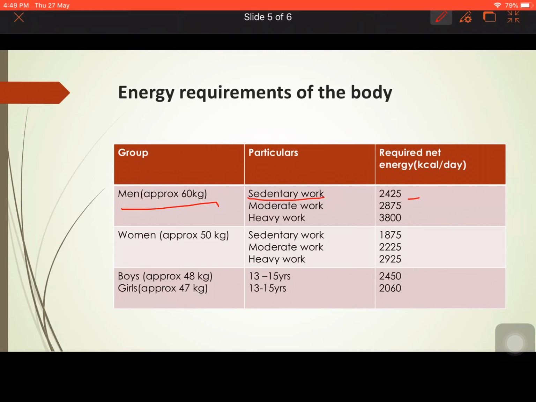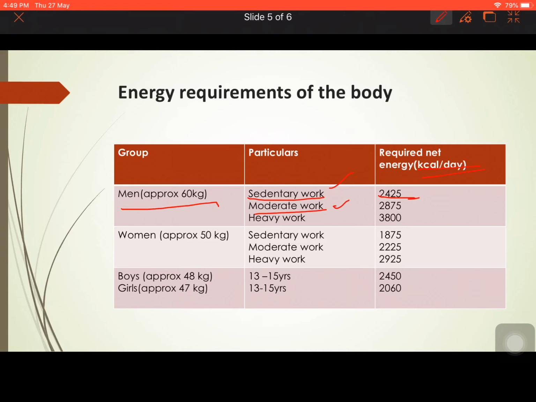What about moderate work? First, what are sedentary workers? Persons who sit on a mobile or laptop throughout the day and do not work too much. Now, moderate workers are those who are not working too heavily, but sometimes they go out, go to offices, or go for field work. So, they need 2875 kilocalories.